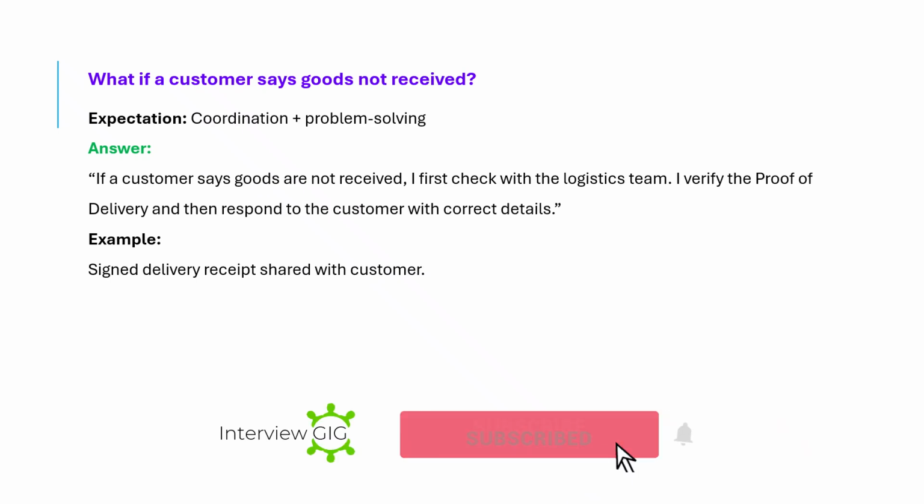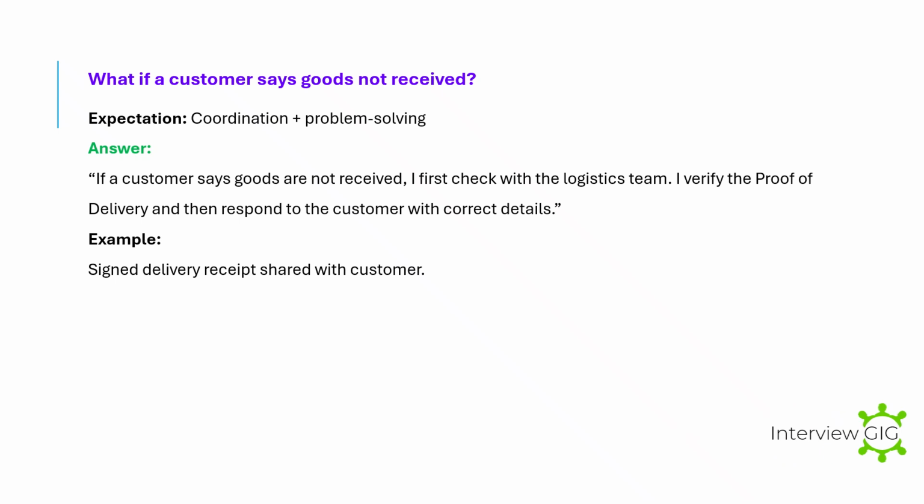What if a customer says goods not received? Expectation: coordination plus problem solving. Answer: if a customer says goods are not received, I first check with the logistics team. I verify the proof of delivery and then respond to the customer with correct details. Example: signed delivery receipt shared with customer.